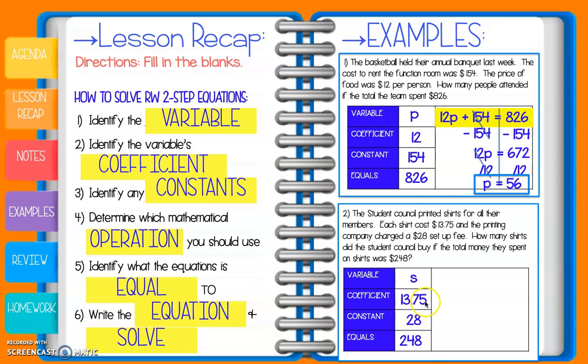If we write our expression, we're going to take our $13.75 times the amount of shirts we bought plus the $28 setup fee, and that's going to be equal to $248. So we have 13.75s plus 28 equals $248. And now we're going to solve just like normal. So I'm going to draw my line through the equal sign, and we're going to use SADMIP to help us solve this two-step equation.